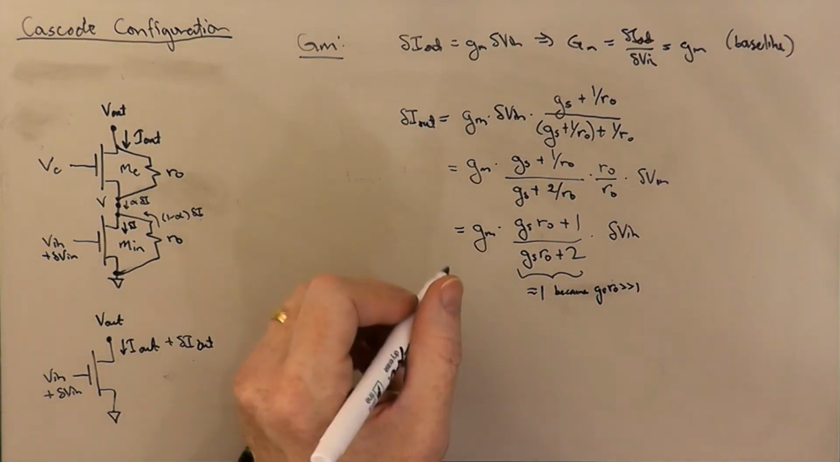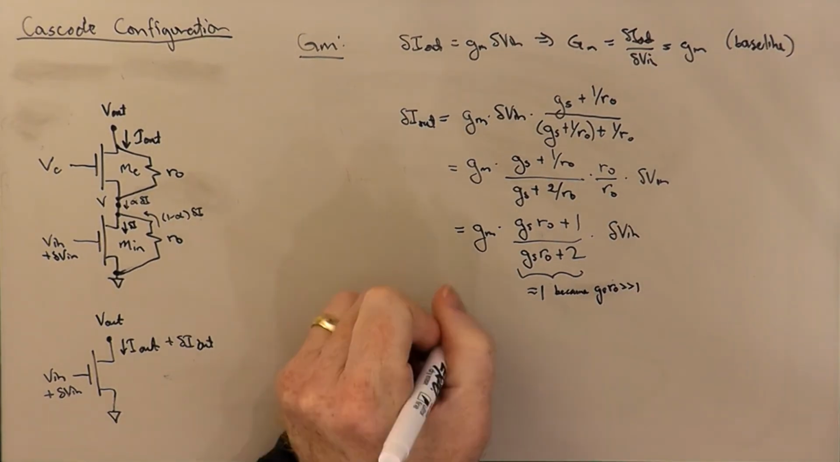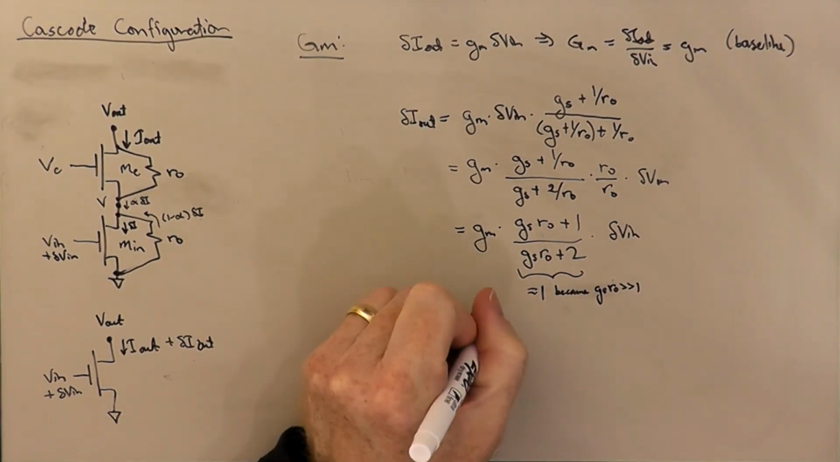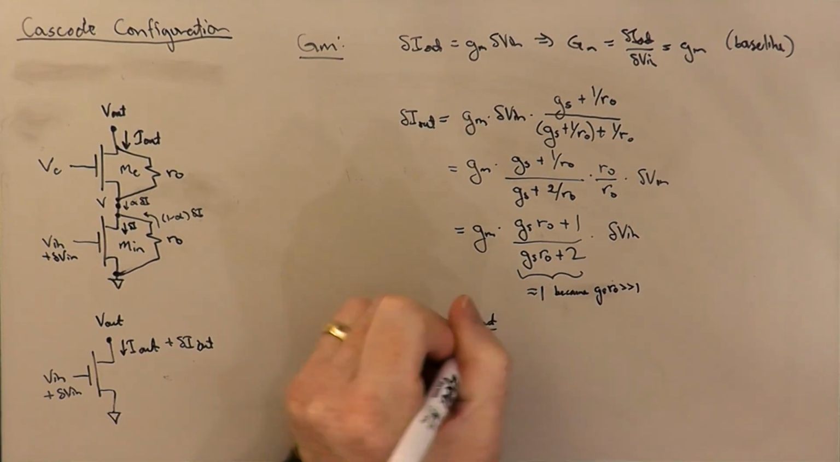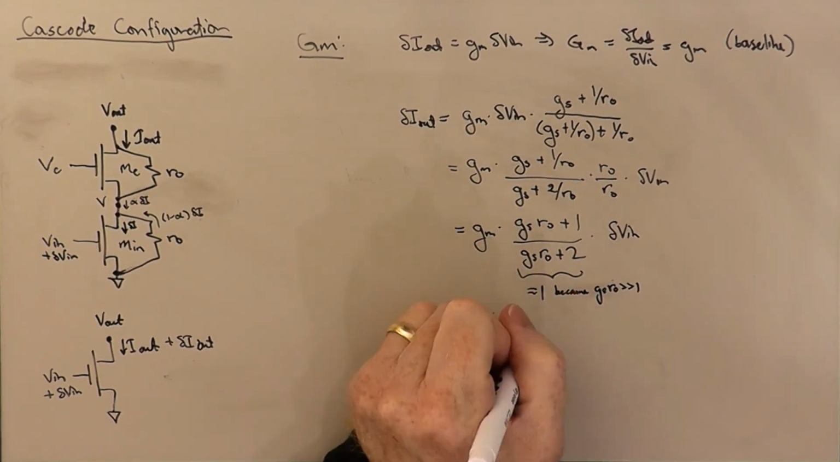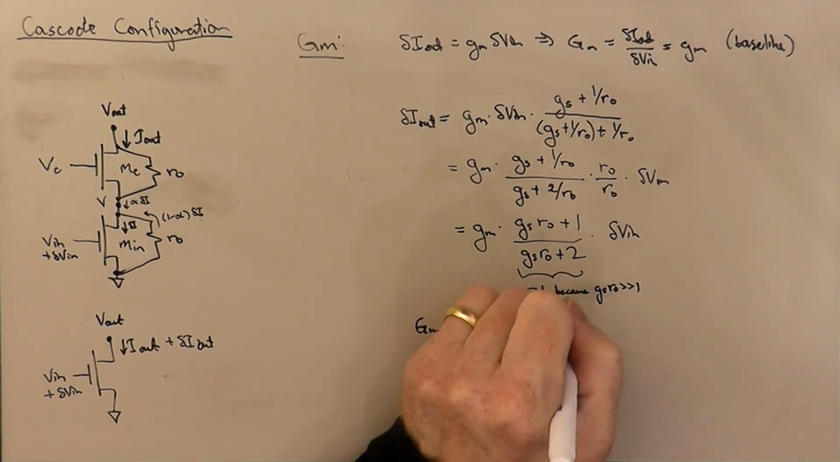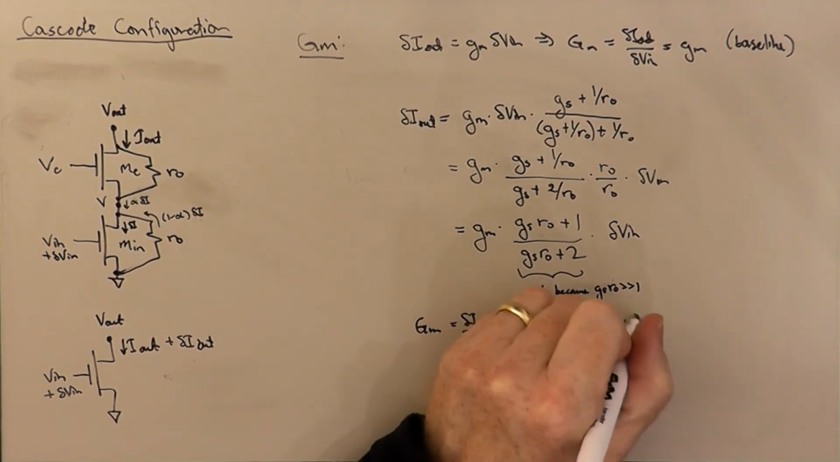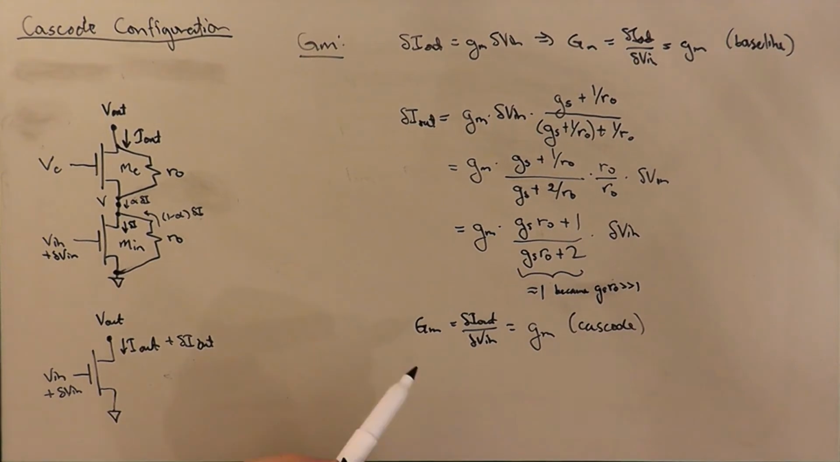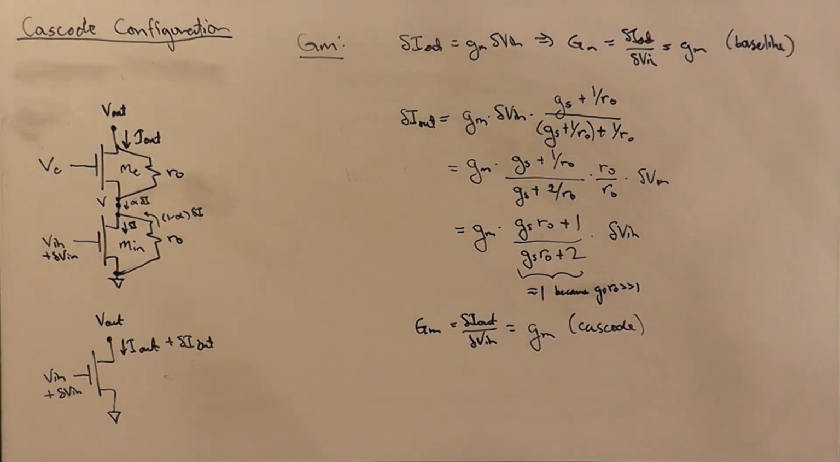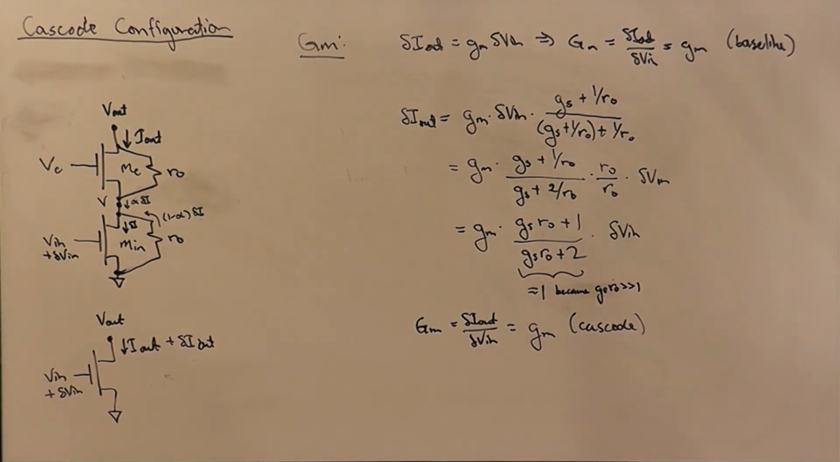And so the gm for the cascode, delta I out over delta Vn, is basically just little gm. This is the cascode configuration. And so the gm of the cascode is basically the same as the gm of the baseline. So the cascode transistor does not degrade the gm of the transistor relative to the transistor by itself.